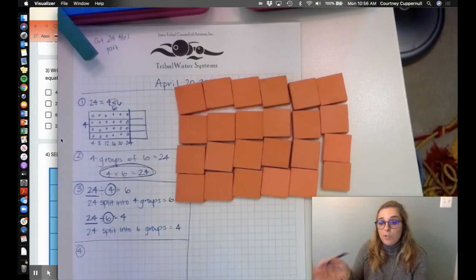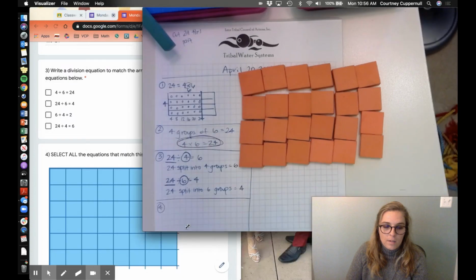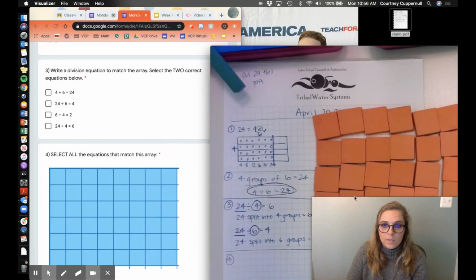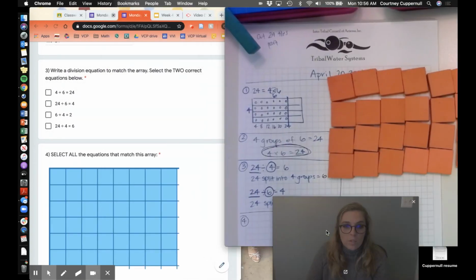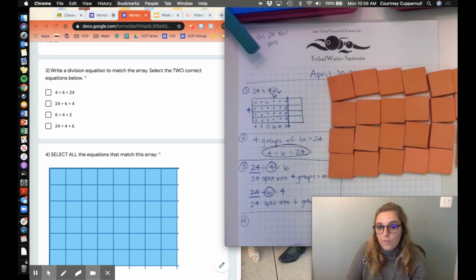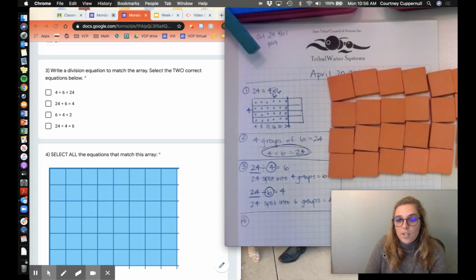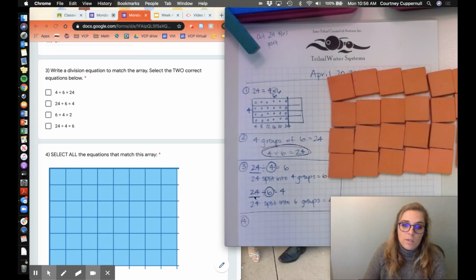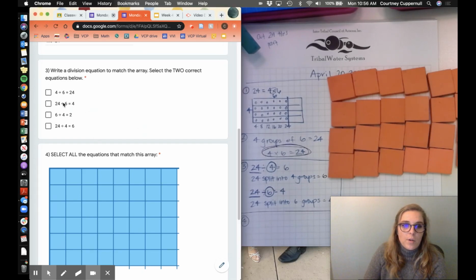So now let's see how we can transfer this over to what the question was actually asking. If I can get this to work with me here. So it says to select the 2 correct equations below. Now I know the 2 equations that we wrote over here were 24 split into 4 groups equals 6 and 24 split into 6 groups equals 4. So I'm going to find those answer choices. I found them right here and right here. I'm also going to look at my other answer choices and decide why those don't make sense.